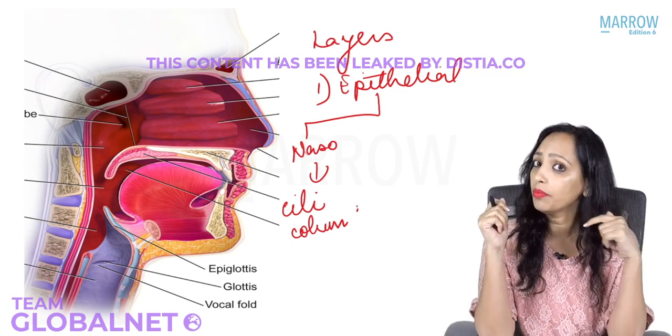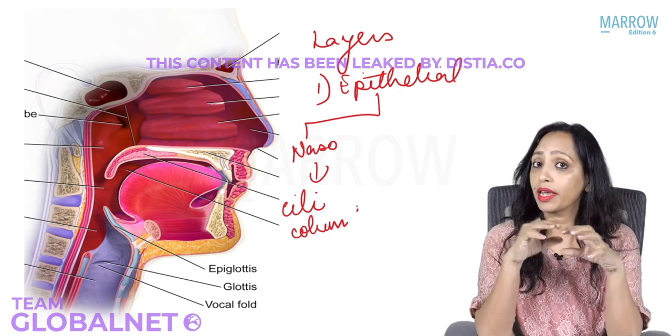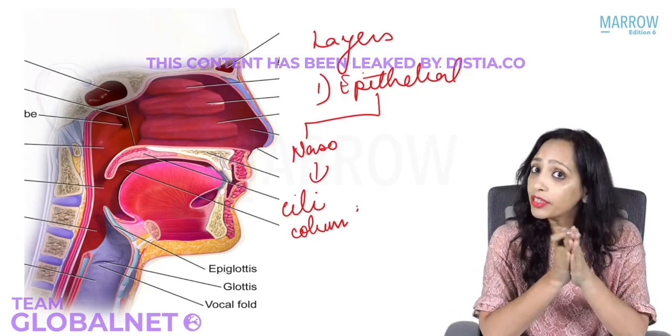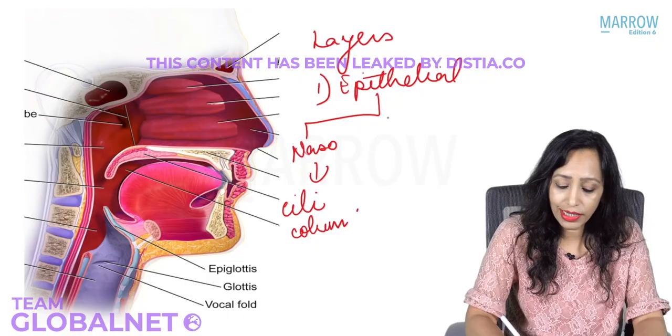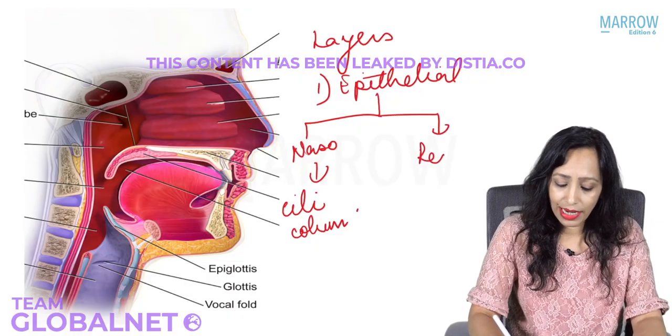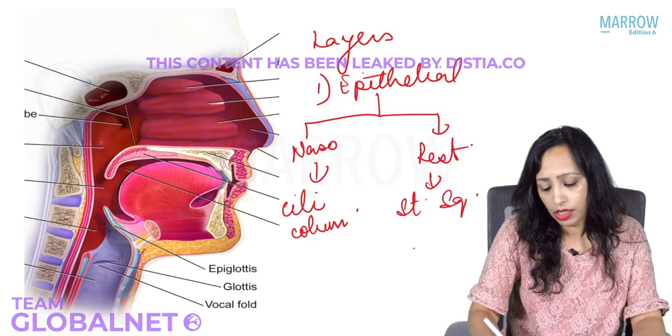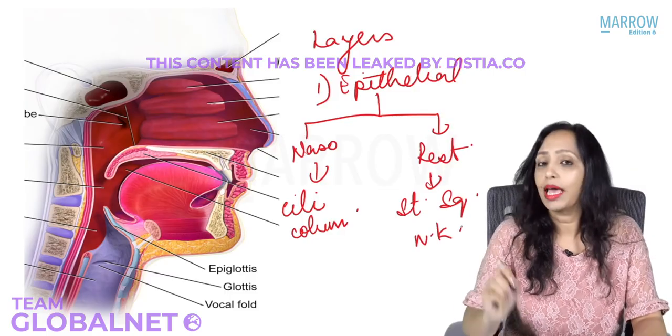Same in the ear, where in the cartilaginous part of the external auditory canal, it is keratinized. Everywhere else inside, whenever we are talking about stratified squamous epithelium, it is non-keratinized. So everywhere else, it is lined by stratified squamous non-keratinized epithelium.